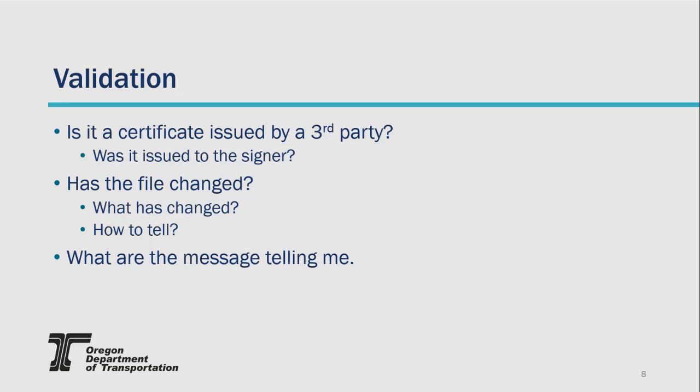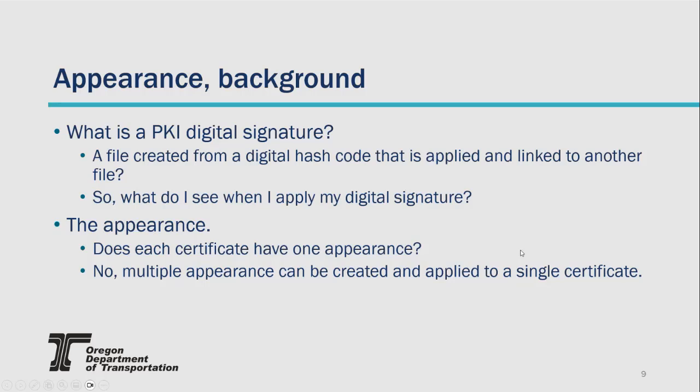So how do you tell if a file's been changed? Well, the signature, if you're actually going in to validate it, will tell you. And as far as what else the messages tell you, they'll tell you if it's a self-signed signature, you'll be able to see that right away. They'll tell you if the certificate's expired, which, as long as it was valid at the time that it was placed, it's good. What else? I can't think of what else I was going to say on that one, so we'll move on.